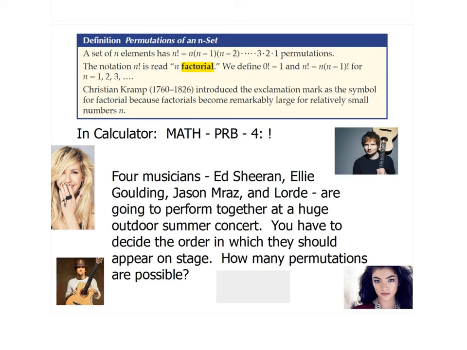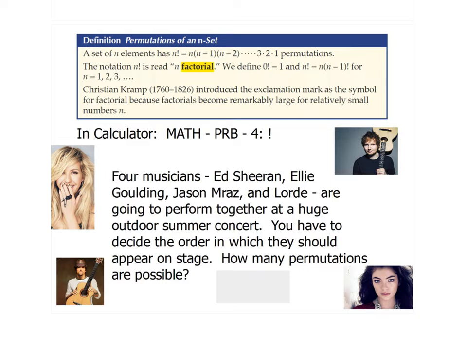Okay, here's the definition of a permutation of an n-set, and it's worded a little crazy just because we're talking in general terms. It says a set of n elements has n!, and that exclamation point is called a factorial. What a factorial is: you take the number n. Let's say n is 10. So you would do 10 times 1 less than n, so 1 less than 10 is 9. So 10 times 9, times 8, times 7, times 6, times 5, times 4, times 3, times 2, times 1. So you just multiply all those numbers all the way down.